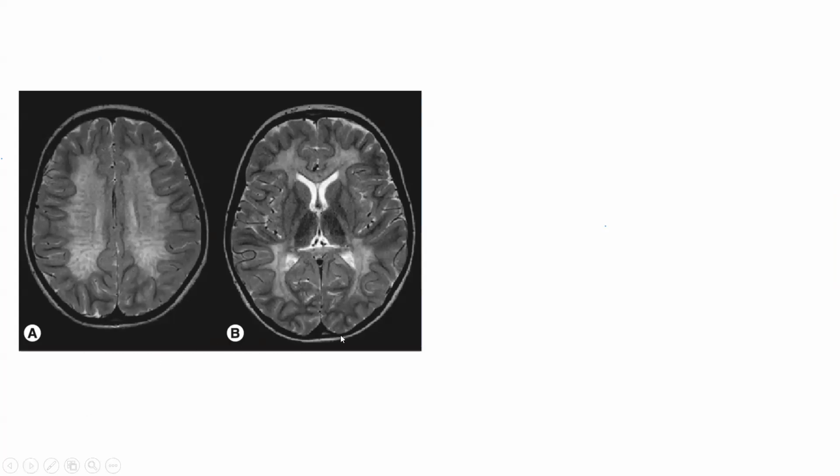T2 images. Again, you can see the ventricles. This is the right side. This is the left side. So any thoughts? Anyone? I don't know if anything is coming up in the chat function. So this is a worrying history, isn't it? It's a worrying history, that not only motor regression, but cognitive regression and seizures as well.